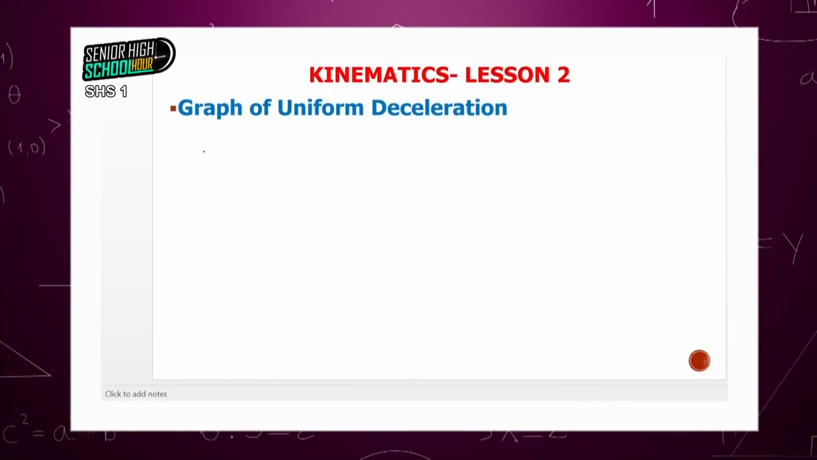So we pick up the axes: velocity in meter per second, then time in second. And this time, you are saying uniform deceleration. So the velocity is high, or it was high, and it is gradually decreasing. So we pick it from up there, and it comes down. So this becomes a graph for uniform deceleration.